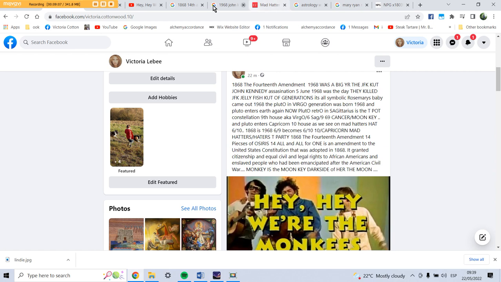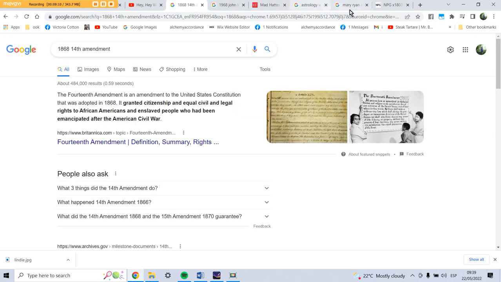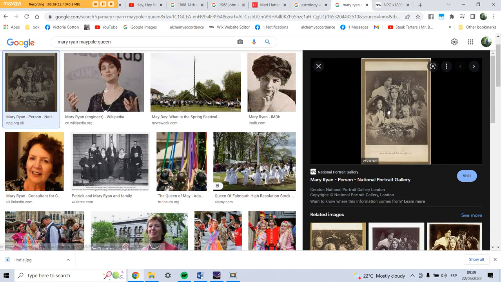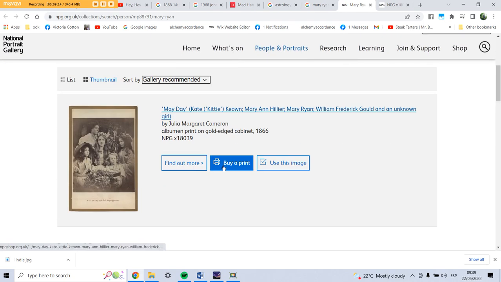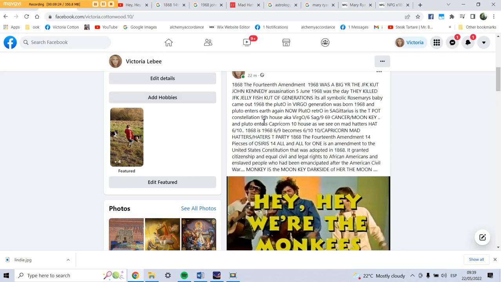And also 1866, the painting that I just showed you of Mary Ryan, by Julia Cameron. Margaret, again, 1866. So it becomes the Mad Hatter's Haters Tea Party, 1868, the 14th Amendment, 14 pieces of Osiris, one for all and all for one. It is an amendment to the United States Constitution that was adopted in 1868.